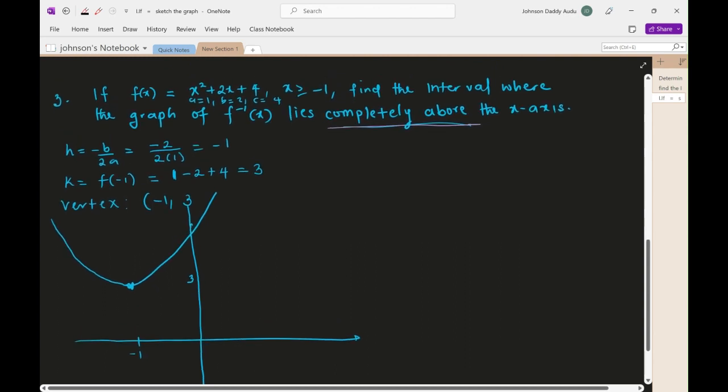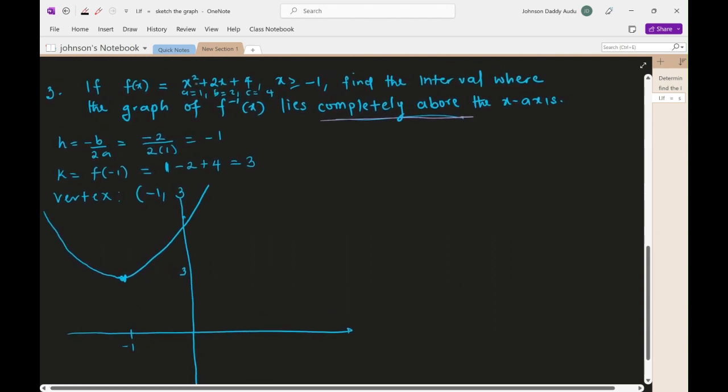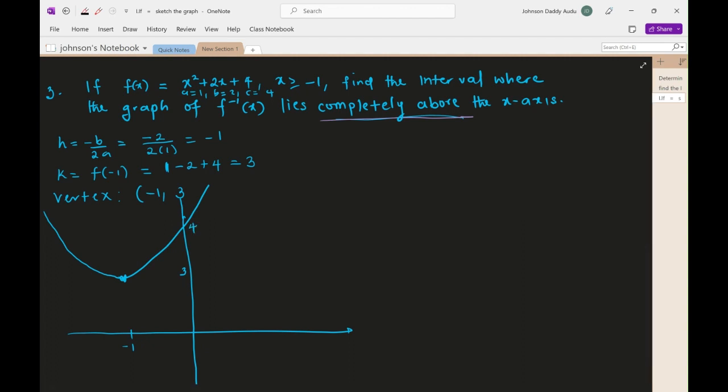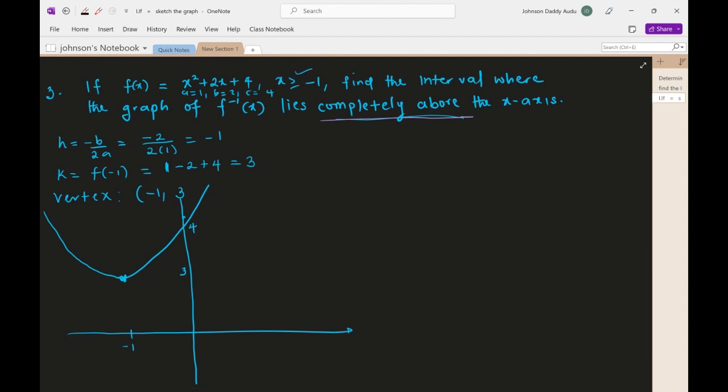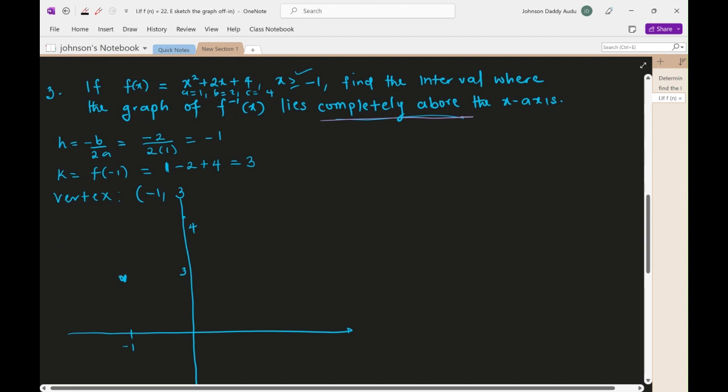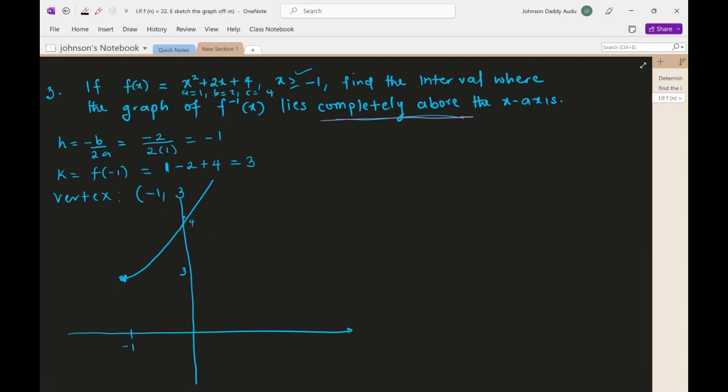Now, this graph, does it have a y-intercept? Of course, when x equals 0, here is going to be 4, right? Now, but we have a condition. What is the condition? That x is greater than or equal to minus 1. So it means we are interested only in the positive side, the side greater than minus 1. So it means we're interested in this part, like this. Okay, so this is the graph of f.